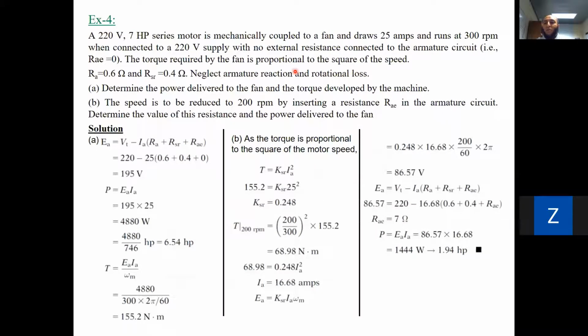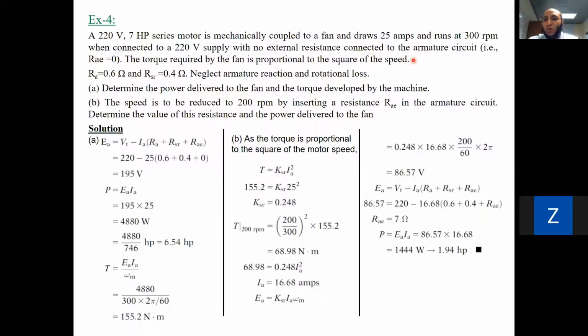Another example related to the steady state analysis of DC machines. A 220 volt, 7 horsepower series motor is mechanically coupled to a fan and draws 25 amps and runs at 300 RPM when connected to a 220 volt supply with no external resistance connected to the armature circuit. The torque required by the fan is proportional to the square of the speed.